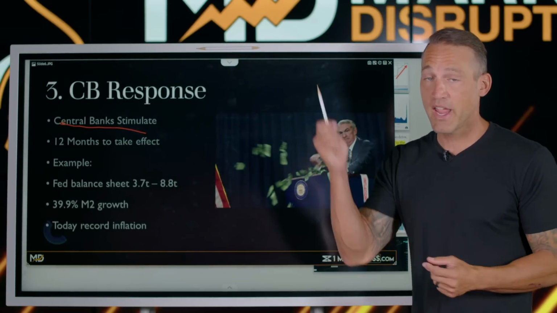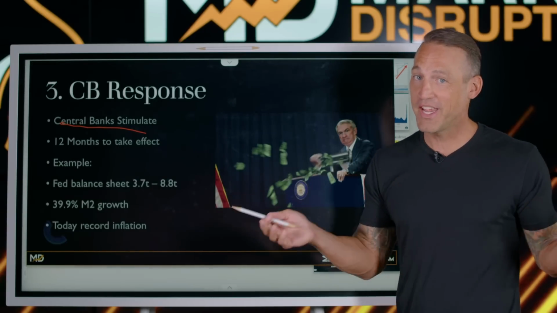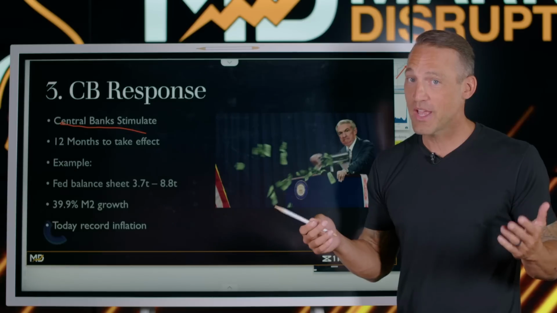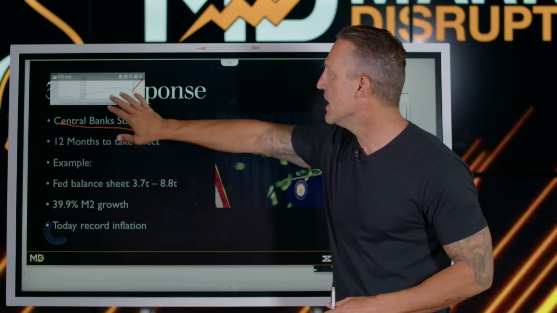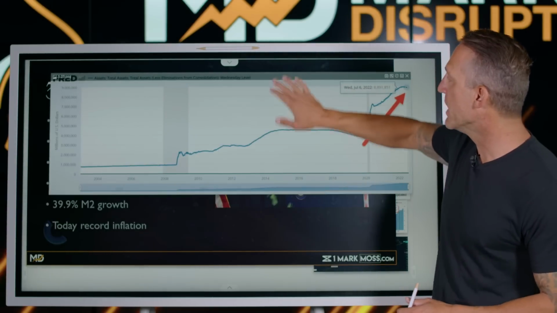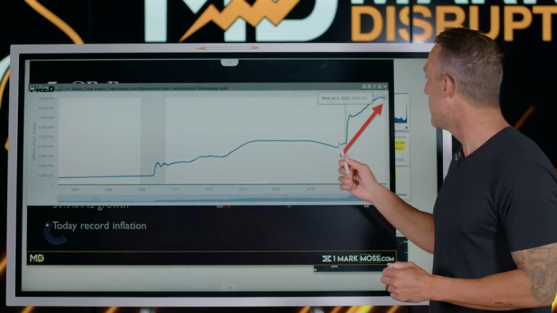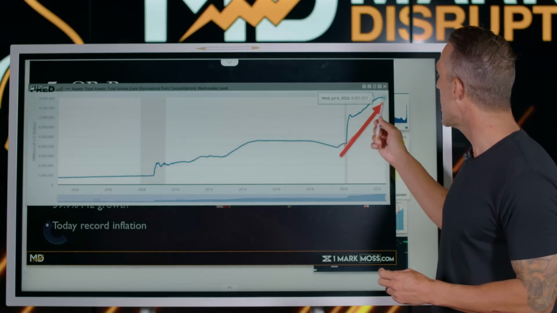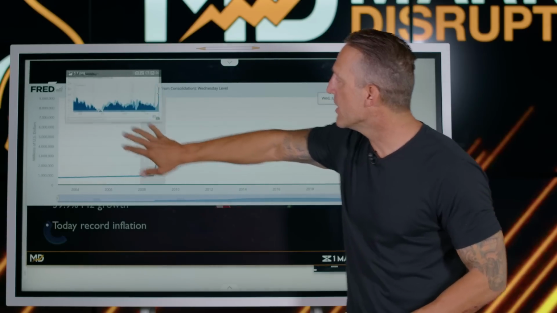When all you have is a hammer, the whole world looks like a nail. When all you have is a money printer, you're looking for any excuse that you can to use that money printer. So the central banks do what they do. They stimulate, and of course they did that in spades. We can see here the total assets held by the Fed. We can see this shot up almost like a hockey stick, we call that. We can see here a better chart.